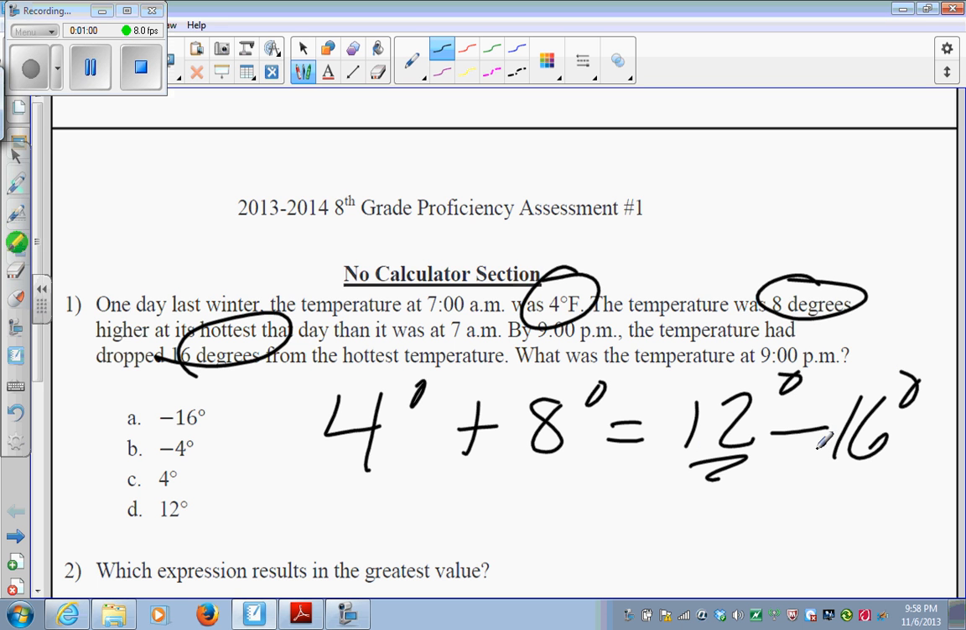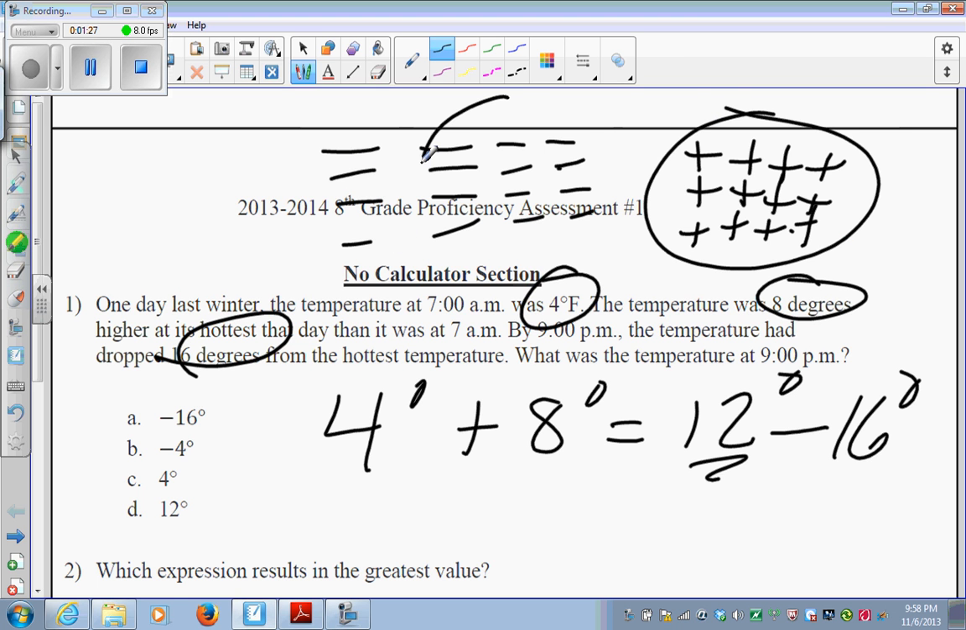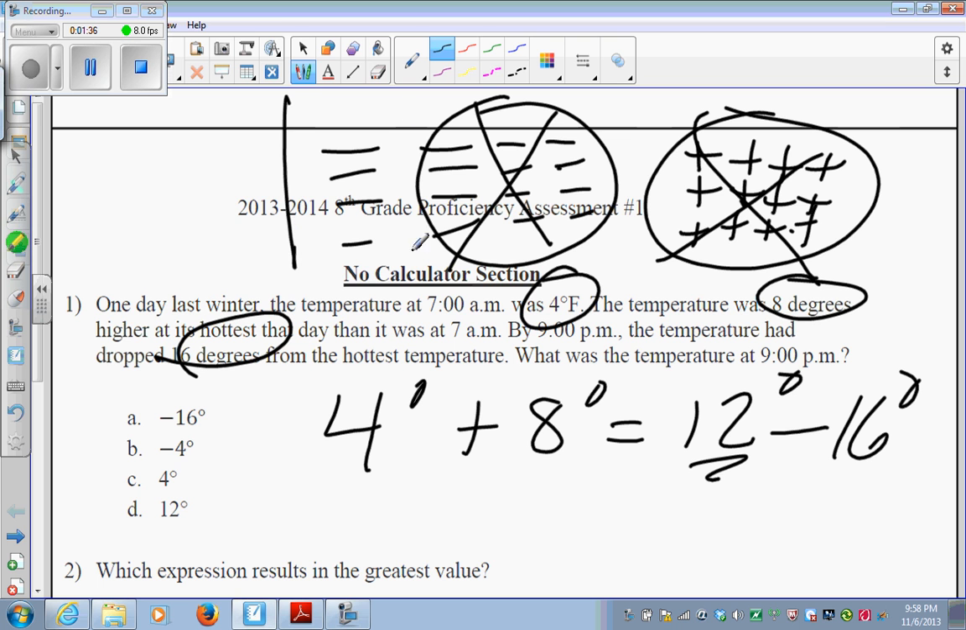So if you have 12 degrees and you take away 16 degrees, remember that this subtraction is really the same thing as a negative. So if you put your 12 positives together, 10, 11, 12, with 16 negatives, 1, 2, 3, 4, 5, 6, 7, 8, 9, 10, 11, 12, 13, 14, 15, 16. So if you take these 12 positives and put it together with these 12 negatives, what happens when a positive and a negative get together? They cancel each other out. So you're left with 4 negatives that are right here. So that means that 12 minus 16 is negative 4 degrees.